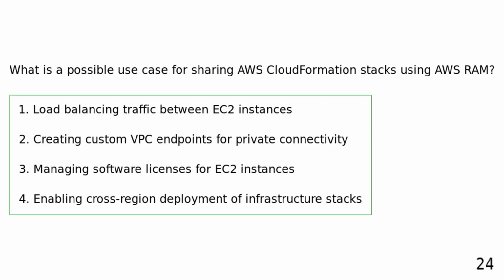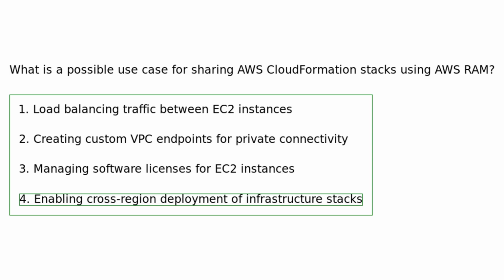What is a possible use case for sharing AWS CloudFormation stacks using AWS RAM? Load balancing traffic between EC2 instances. Creating custom VPC endpoints for private connectivity. Managing software licenses for EC2 instances. Enabling cross-region deployment of infrastructure stacks. A possible use case for sharing AWS CloudFormation stacks using AWS Resource Access Manager is enabling cross-region deployment of infrastructure stacks, allowing multiple accounts to deploy consistent infrastructure resources across regions.